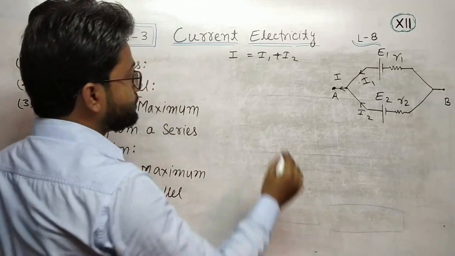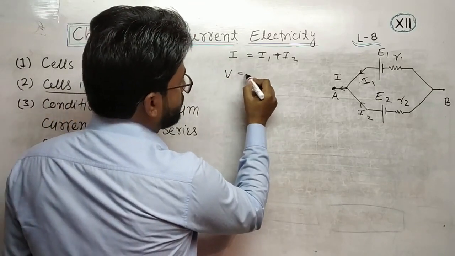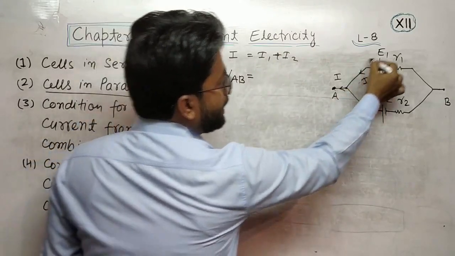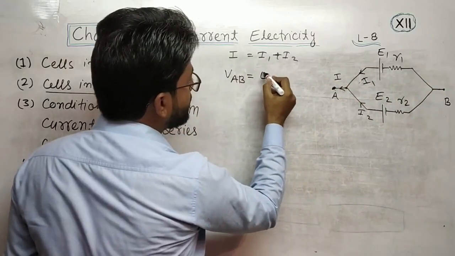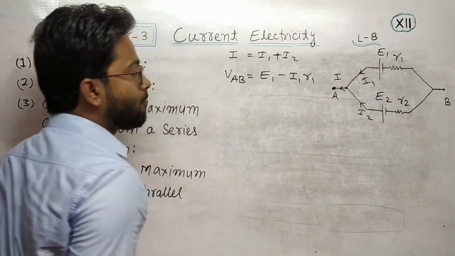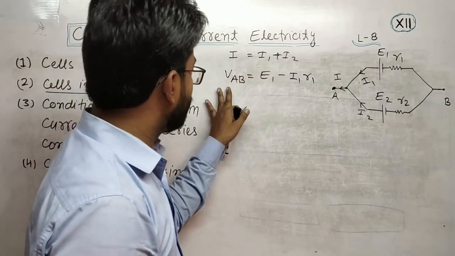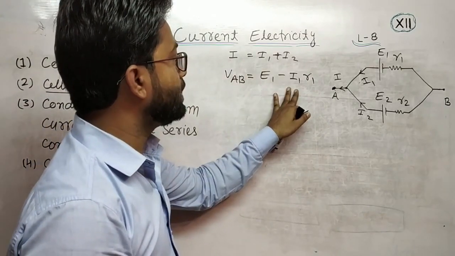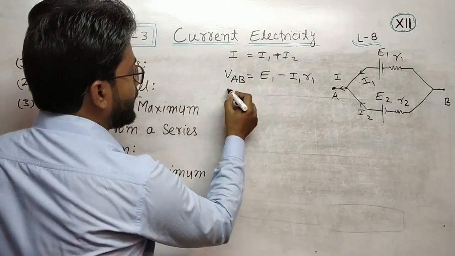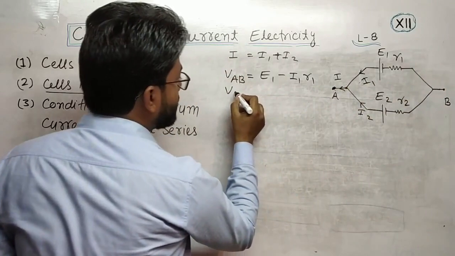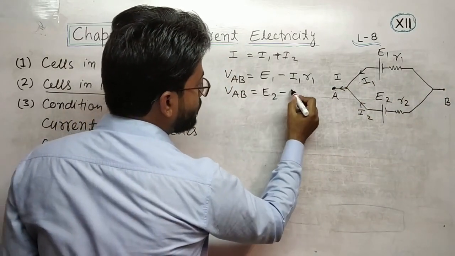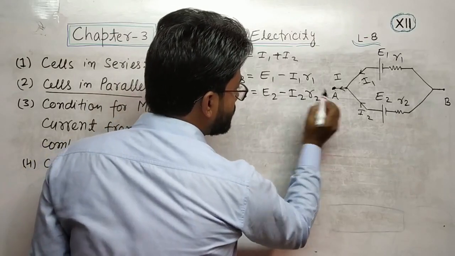Next, let us suppose the potential difference across AB is V. In this path we will write V AB equals E1 minus I1 R1, because the current is different. Next, across this cell the potential difference AB is the same, so we write V AB equals E2 minus I2 R2.